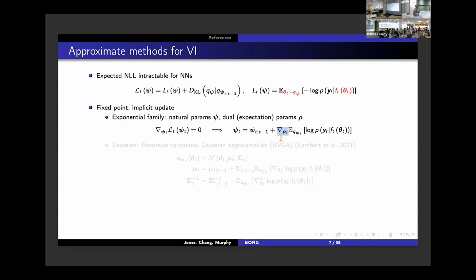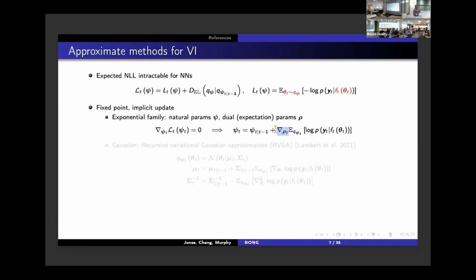I forget whether you said that in your talk. Mu? Yeah, right. So my rho is your mu, my psi is your lambda. But the point is that this term here is the gradient with respect to the dual parameters, and that's the same as the natural gradient with respect to the natural parameters, which I think you mentioned. Yeah, I mean there's a lot in there, right?